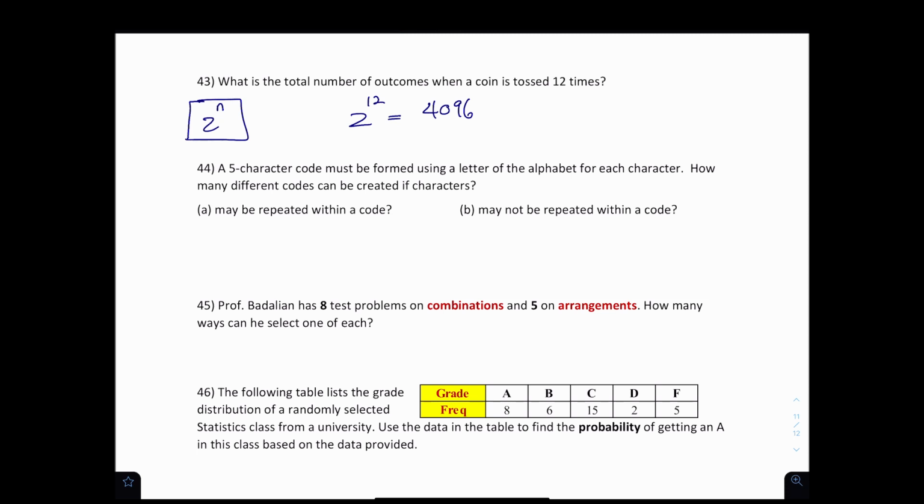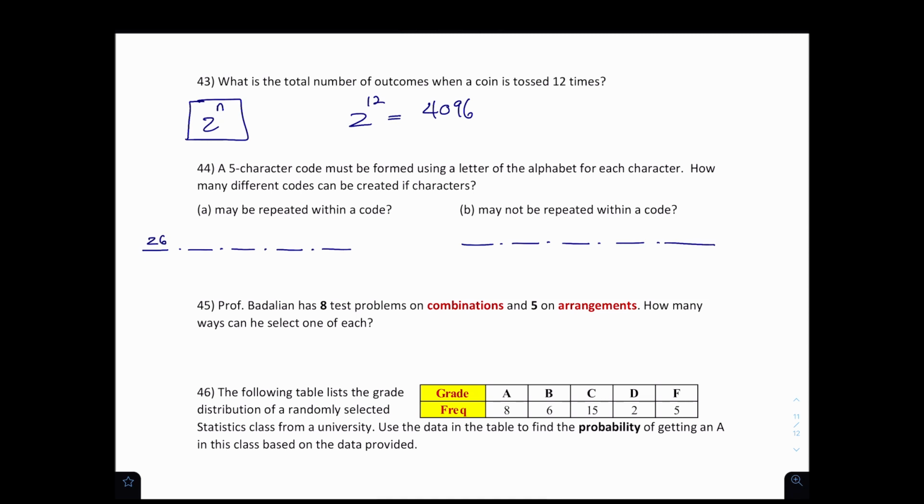Look at number 44. You have a 5-character code: 1, 2, 3, 4, 5. And we're using letters of the alphabet for each character, so it's 26 choices. How many different codes could be created? For the first part, it says characters may be repeated within a code.